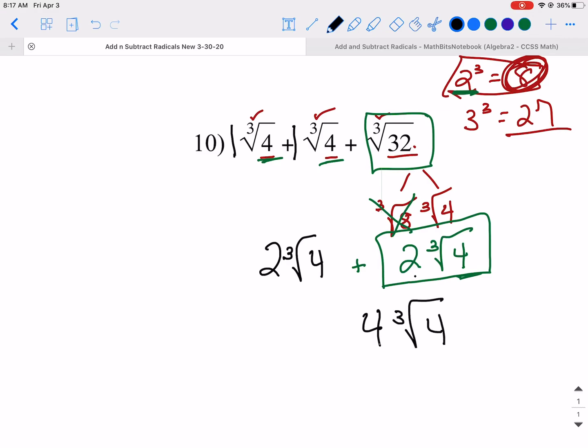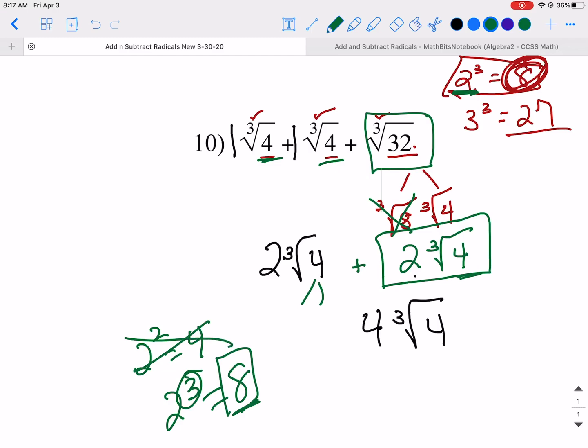And just so you know, some of you may be thinking, well, why can't I take that 4 out? You can't because it's not the square root. It's not 2 squared, which is 4. Your index is 3, so you have to use a cubed root of 8. The 4 does not fit because of that 3 index. So there's your final answer.